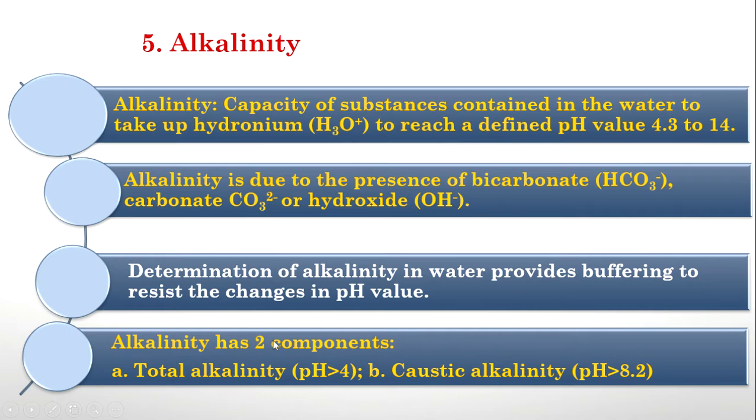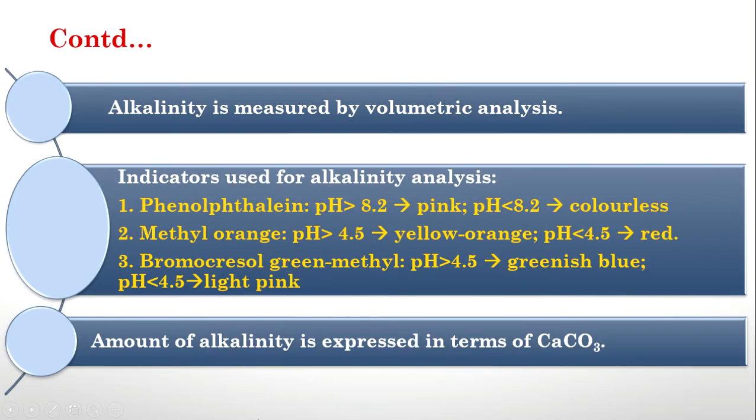One is total alkalinity, which is having a pH greater than 4, and another one is caustic alkalinity. It is a specific kind of alkalinity when the pH value is greater than 8.2, and it is measured on a volumetric basis. We will use many indicators for titration. We will do the process of titration for determining the alkalinity. Phenolphthalein is one indicator, methyl orange, bromocresol green methyl. All these are indicators. Each of them has a specific representation of alkalinity.